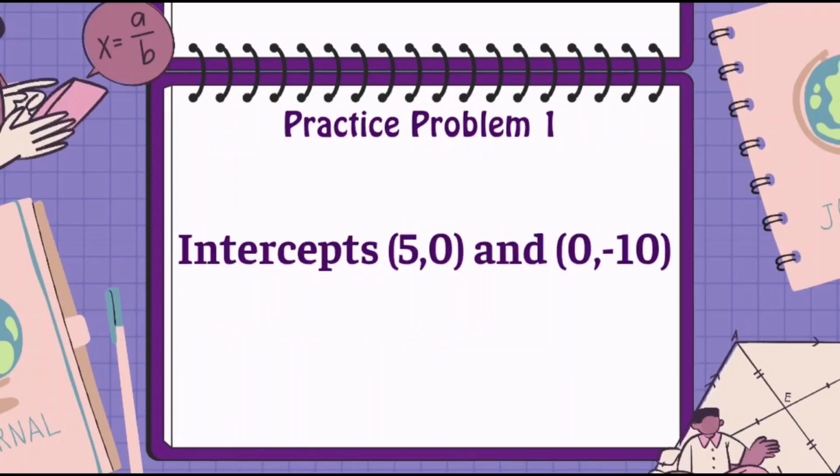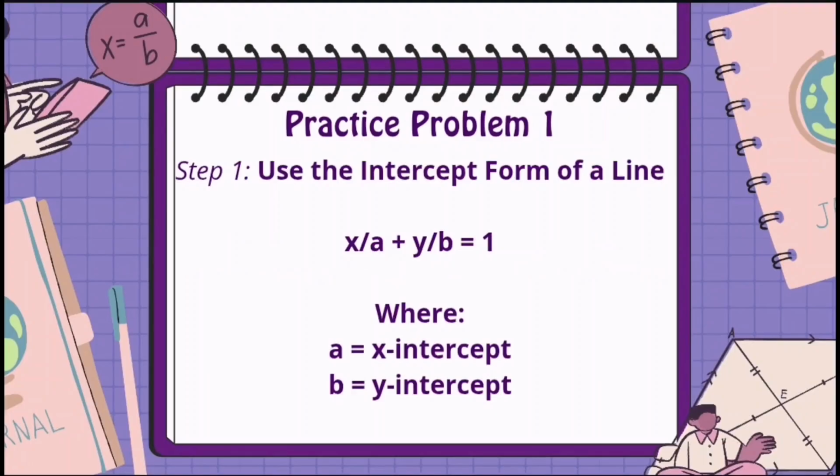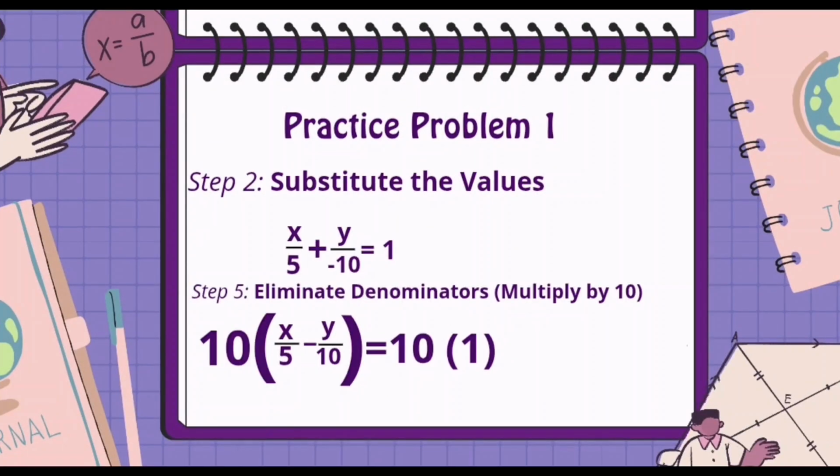Let's go to the example. Intercepts (5, 0) and (0, negative 10). In this example, we are given both the x-intercept and y-intercept. X-intercept is equal to 5, which means the line crosses the x-axis at 5. Y-intercept is equal to negative 10, which means the line crosses the y-axis at negative 10. Since both intercepts are present, the formula is x over a plus y over b is equal to 1. So let's substitute: x over 5 plus y over negative 10 is equal to 1.